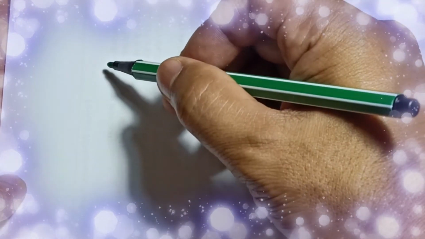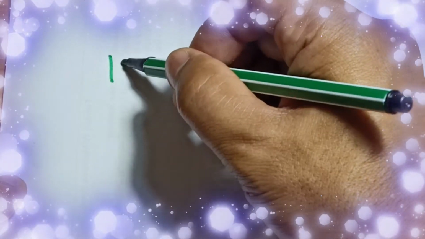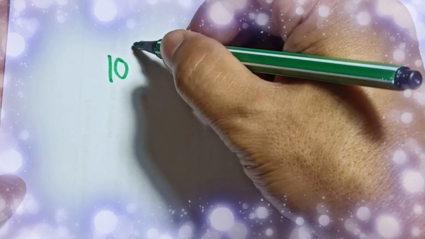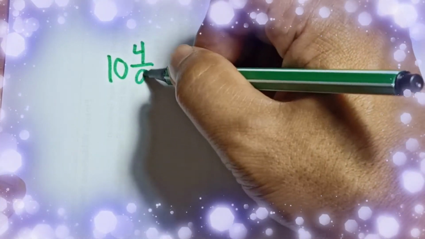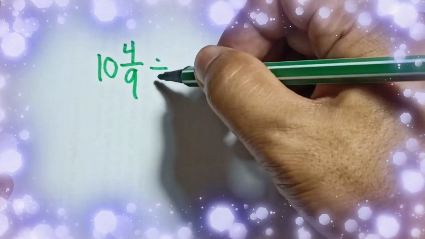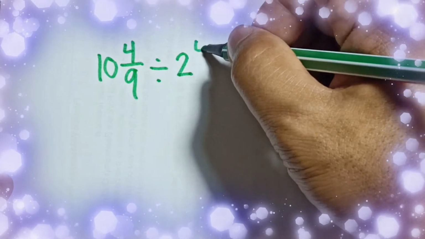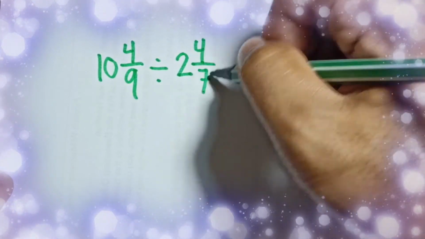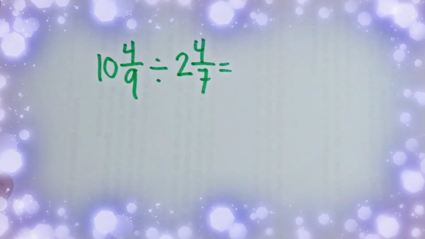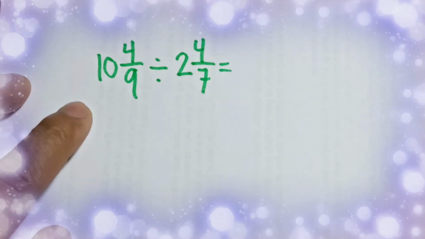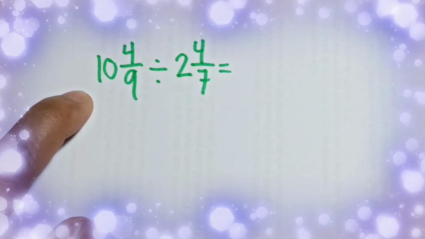Okay, so let's take another example. If you have 10 and 4/9 divided by 2 and 4/7. So again, the first step is we have to convert the mixed numbers into improper fractions.